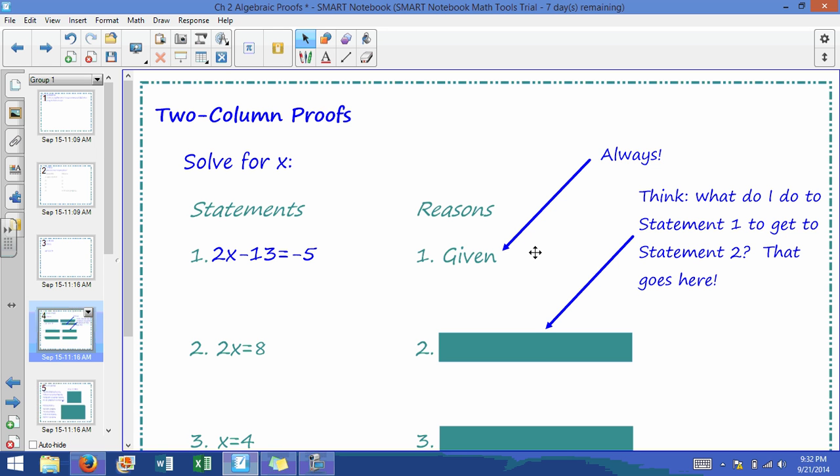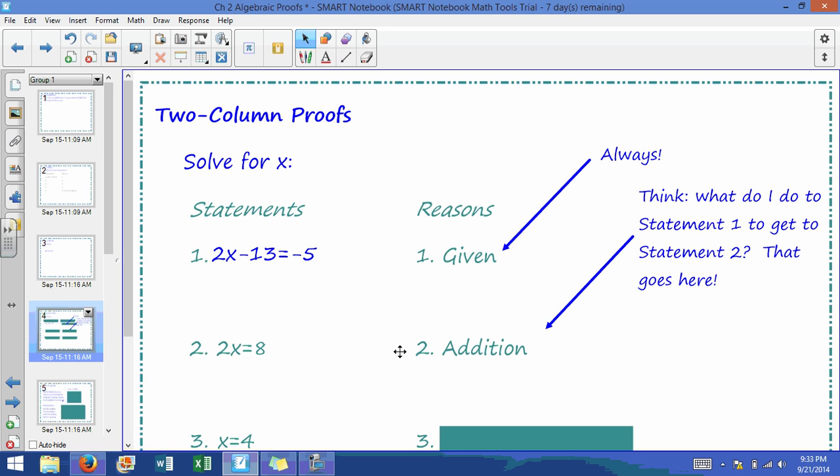Now this is where it starts to get a little tricky. What you want to do when you get to the next reason is you don't want to just look at statement 2. You want to actually look at statement 1 and ask, how did that become statement 2? Well, we said that what we did is we added 13 to both sides. So what we did is we did addition. So again, I'm thinking to myself, how did I go from 1 to 2? That reason goes across from statement 2.